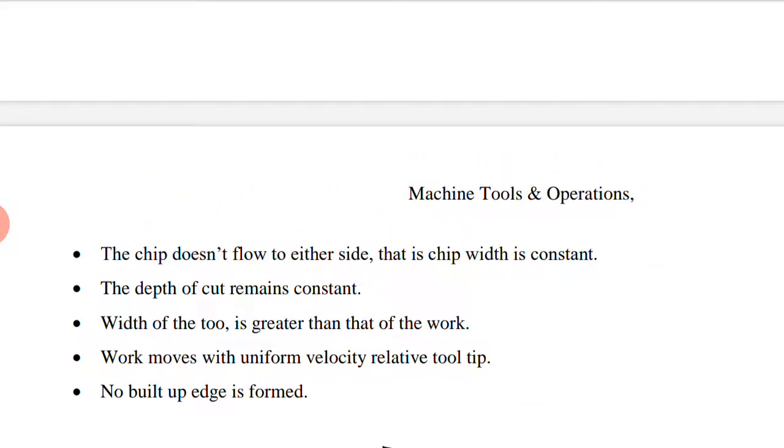The chip does not flow to either side, that is, chip width is constant. The depth of cut remains constant. The width of the tool is greater than that of the work. The work moves with uniform velocity relative to the tool tip. No built-up edge is formed.